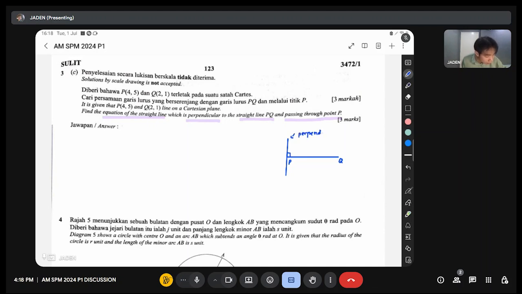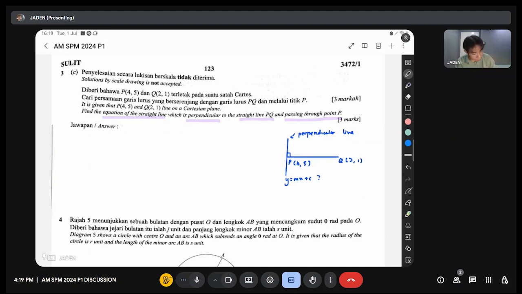Our goal is to find out, okay, perpendicular line is the garis berserenjang, okay? So I have to find the equation for the perpendicular line. Okay, y equal to mx plus c. How do we do that? We have coordinate P here, 4, 5, and we have Q here, it's 2, 1. So first of all, of course, we have to understand what is the gradient of the PQ first. Because we also learned before m1 times m2 equal to -1. That is the concept that we learned in chapter 7.